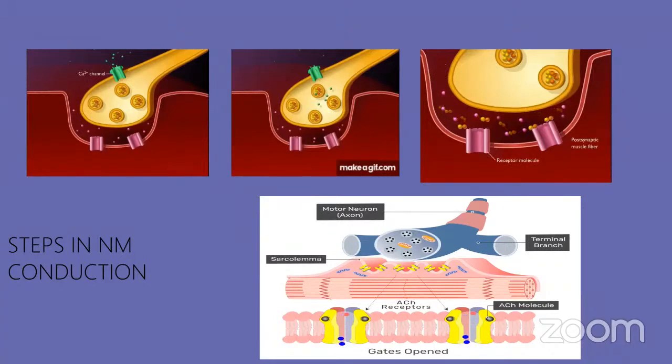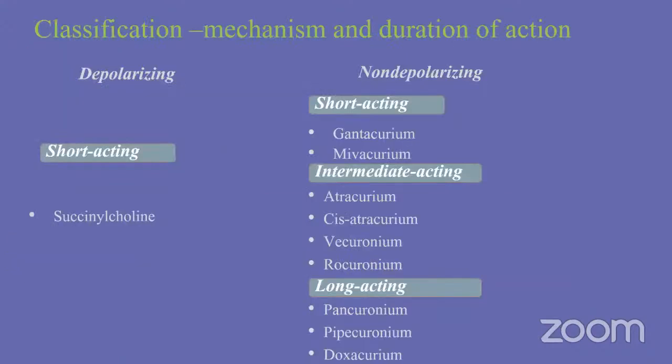The acetylcholine binds to the alpha subunit, which causes opening of the voltage gated sodium channel, which causes entry of sodium and calcium into the cells and potassium outside the cells, which causes depolarization of the end plate.